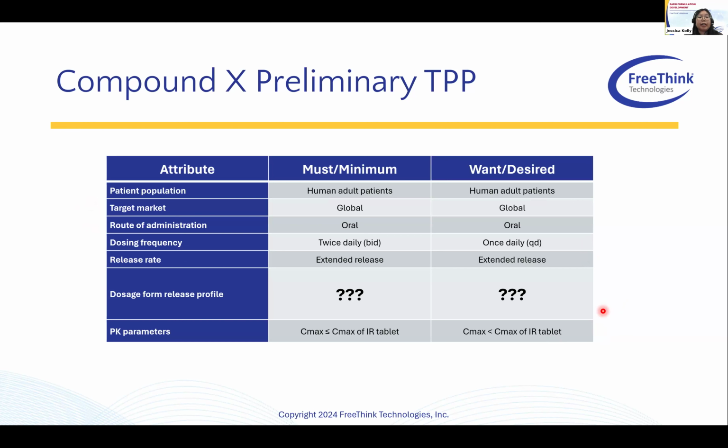But as you can see here in the dosage form release profile, as we don't have a lot of information about the extended release profile, we don't have any information to put into these columns. That sometimes happens when you develop a TPP, and that's totally okay. So our next step is to determine what the release profile should be. Let me turn off my laser pointer.